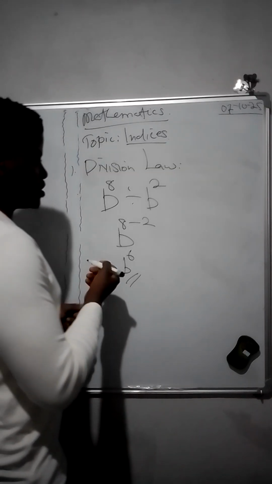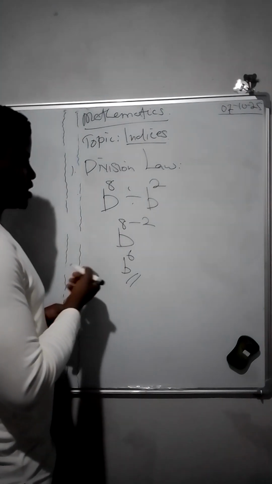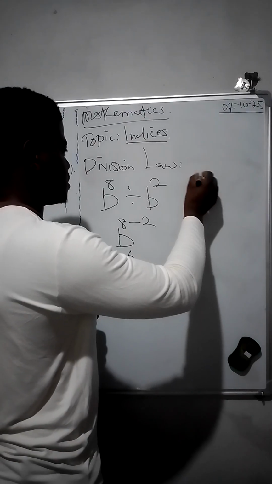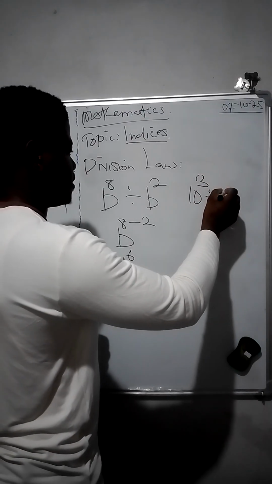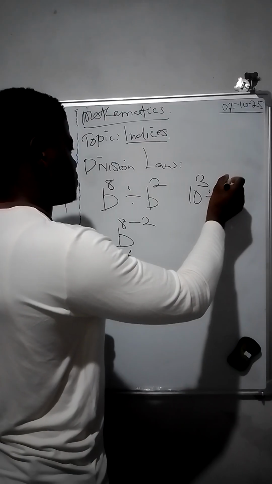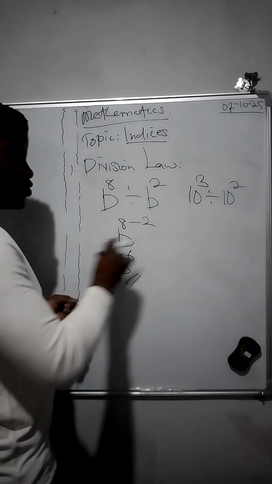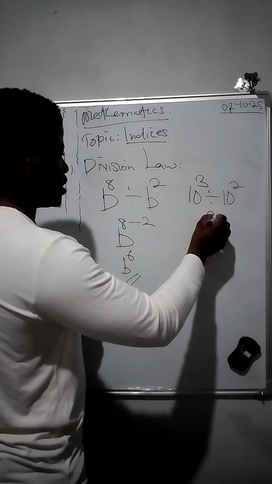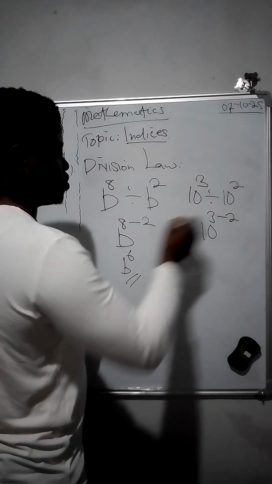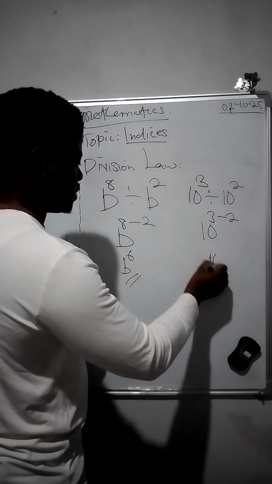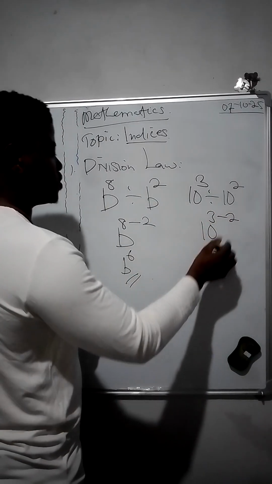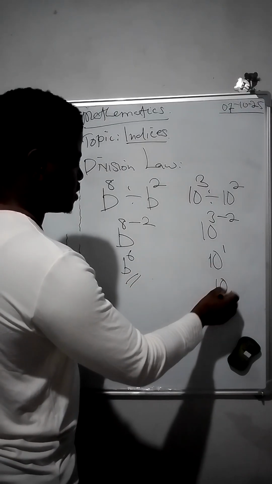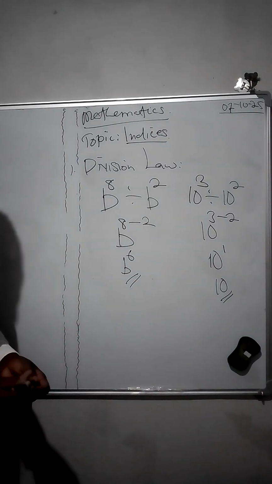Let me use another example that carries numbers. I've got 10 to the power 3 divided by 10 to the power 2. The bases are the same, so you have 10 and then 3 minus 2, which is 1. Automatically 10 raised to the power 1 is just 10.